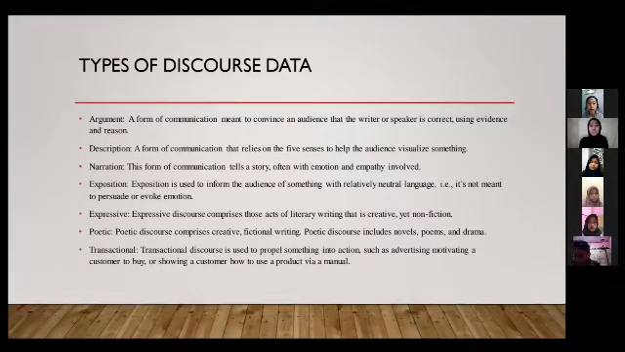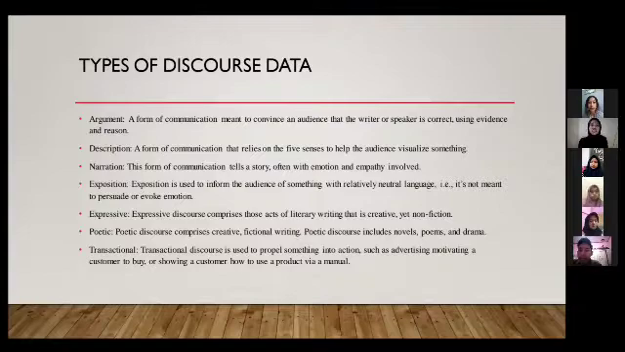While every act of communication can count as an example of discourse, some scholars have broken discourse down into four primary types, such as argument, narration, description, and exposition. Many acts of communication include more than one of these types in quick succession. So the first is argument, a form of communication meant to convince an audience that the writer or speaker is correct, using evidence and reason.